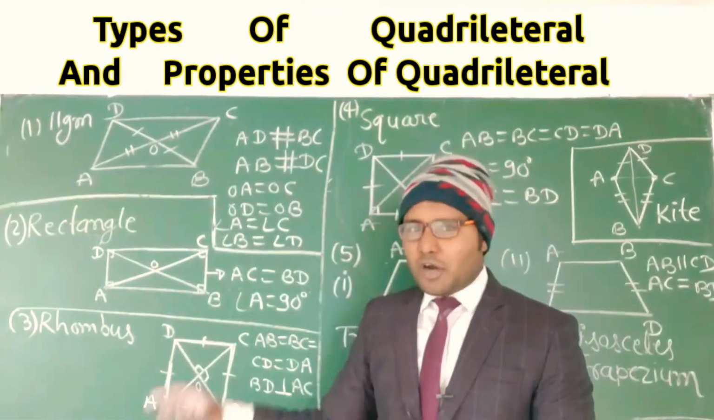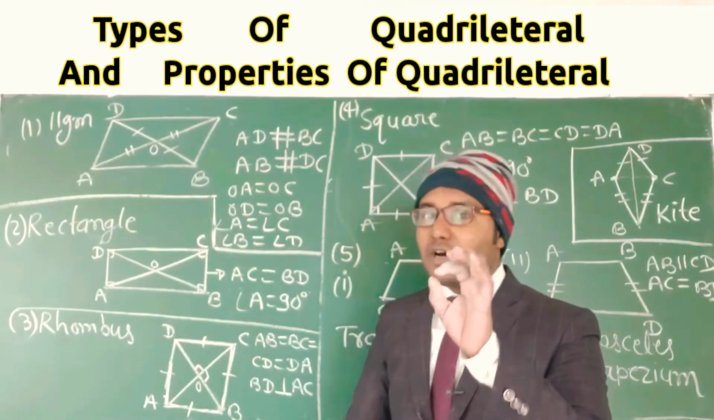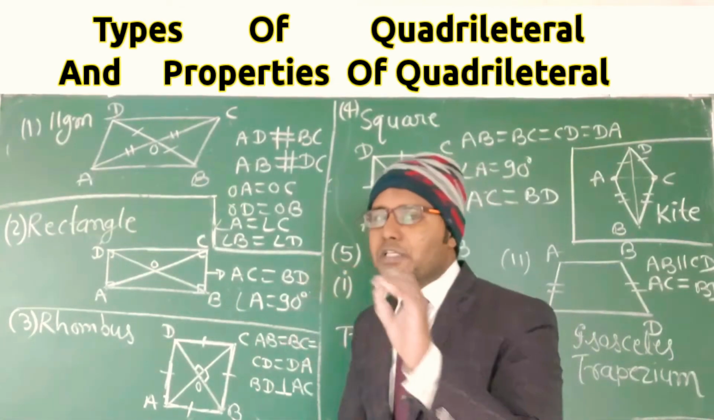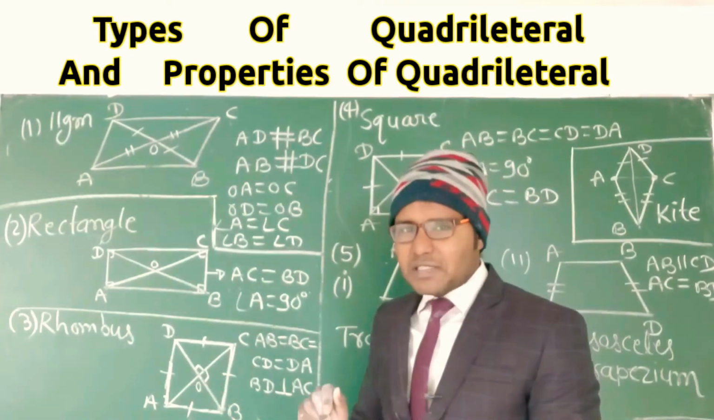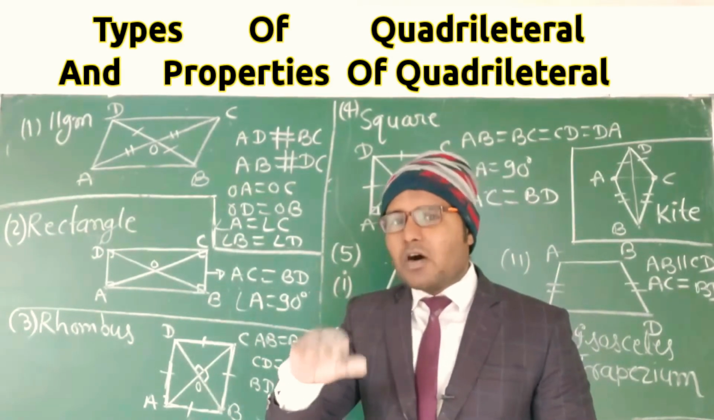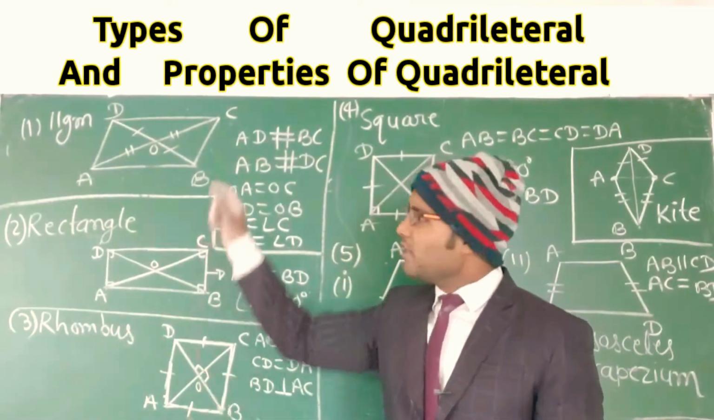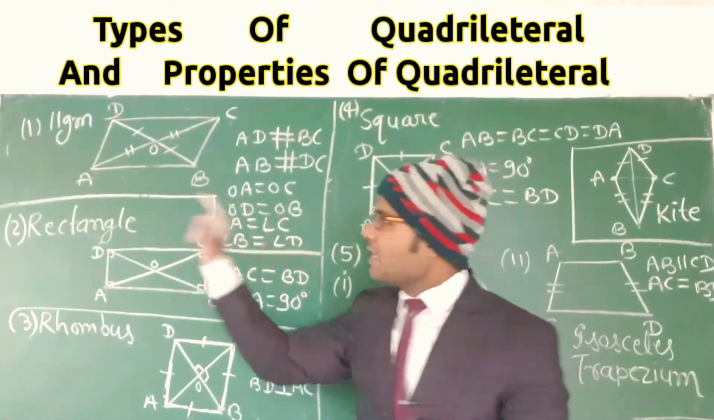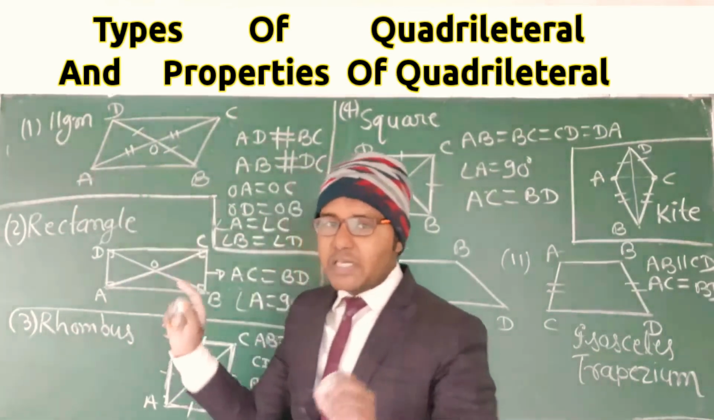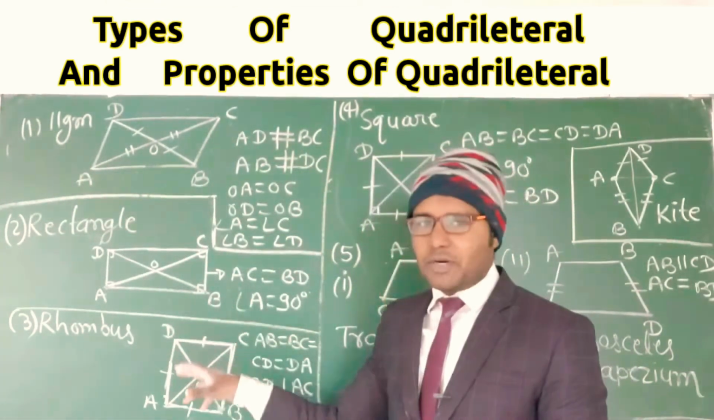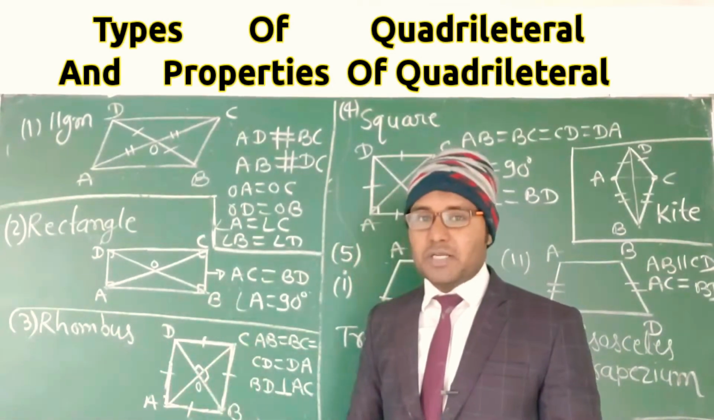Now start rhombus. A rhombus is a parallelogram. That means a rhombus fulfills all properties of a parallelogram. That means all properties of a parallelogram hold for a rhombus, but in a rhombus 1 or 2 more properties hold. First property is, in a rhombus all sides are equal, but in a parallelogram opposite sides are only equal. That means AD is equal to BC. Not necessarily DC is equal to AD, but in a rhombus all sides are equal. That means the opposite sides are equal, as well as adjacent sides are also equal.